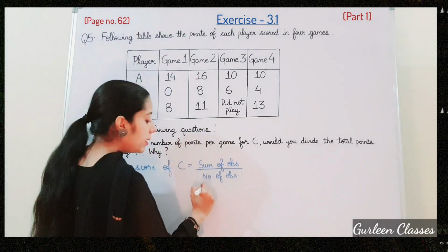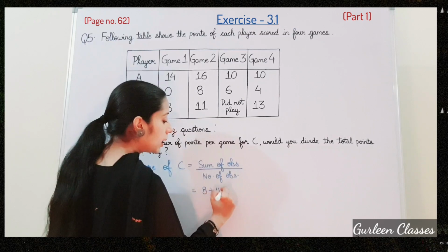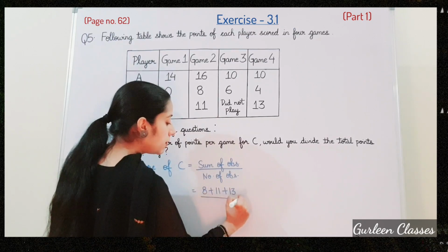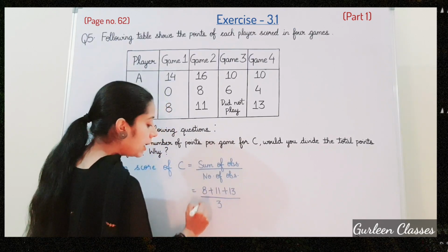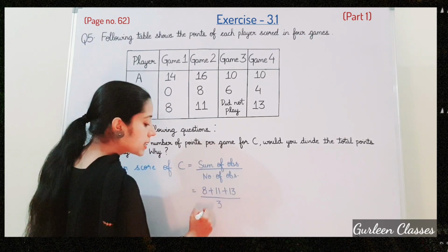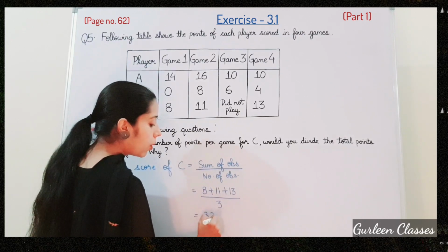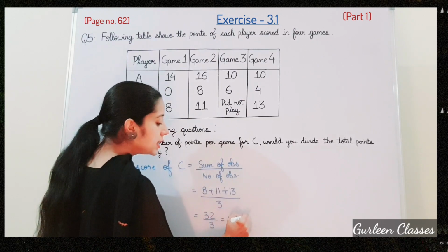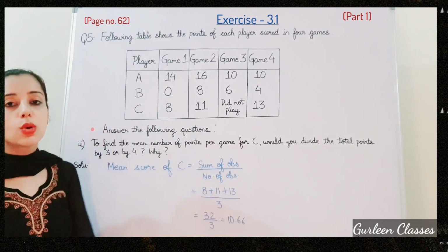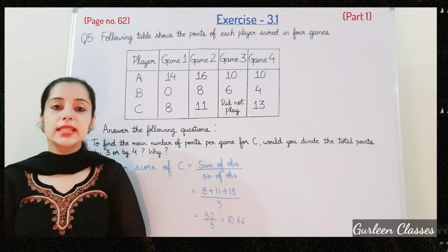8 plus 11 plus 13, and the number of observations is 3. 8 plus 11 is 19, 19 plus 13 is 32, upon 3. So if you divide, it is coming 10.666 till infinite. So we can write 10.67.